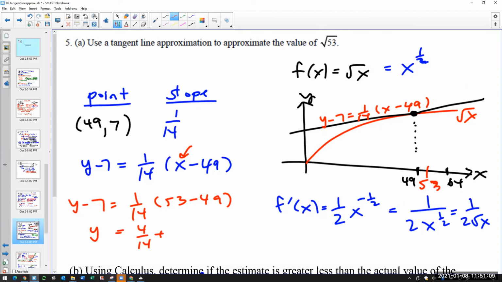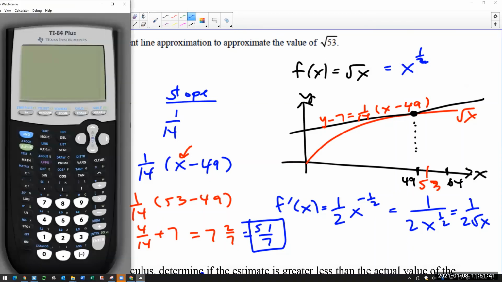y equals 4/14 plus 7. Okay. 4/14 is really 2/7. So I'm getting 7 and 2/7. That's what my y is equal to. If I wanted to, I could do, you remember how you do improper fractions? 7 times 7 is 49, plus 2 is 51/7. And that is my y value. That is my approximation. You guys also have a calculator, so if you feel more comfortable with your calculator, feel free to do that. Okay. And so that is my approximation for square root of 53.